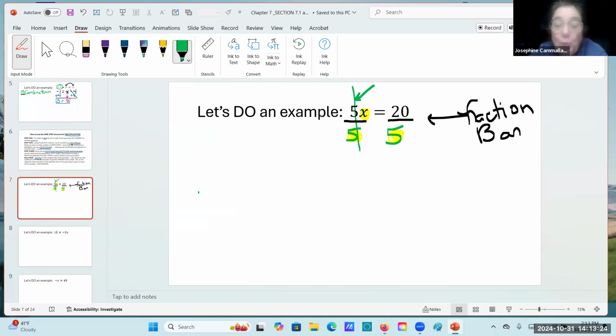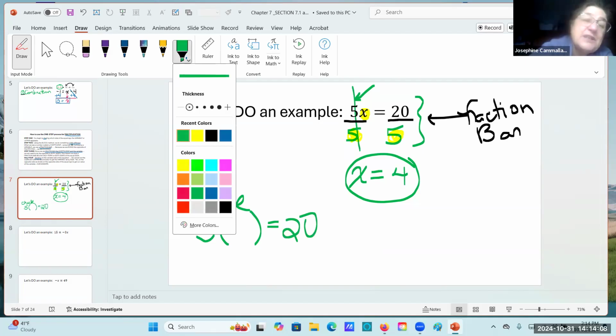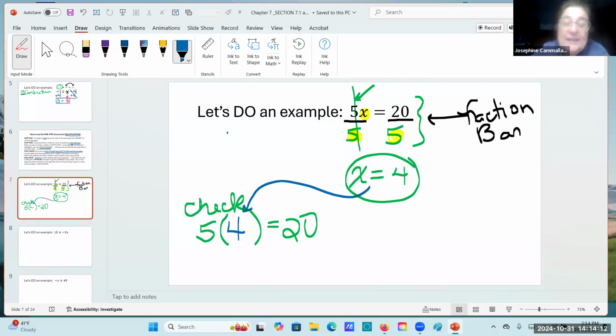5 divided by 5 is 1, and mathematicians don't like to write that 1. So we have x all by itself. Now, over here, the bar means divide, which is right here. So our x is 4. Now, to check this type of equation, it is going to be 5. Now, we're putting a parenthesis behind 5 because that's where the x is. And then inside the parentheses, we are going to put that lovely 4. 5 times 4 is equal to 20. Okay.